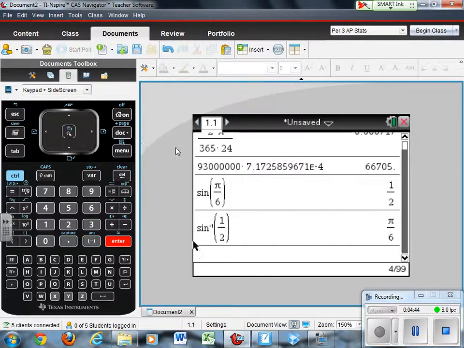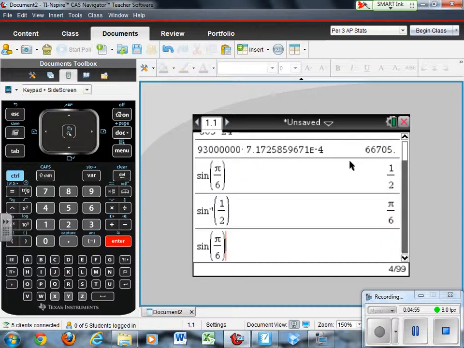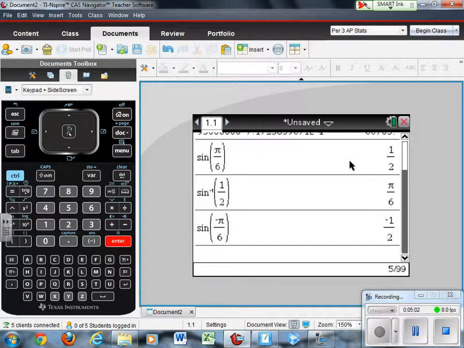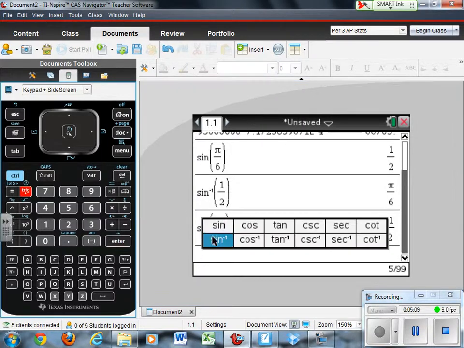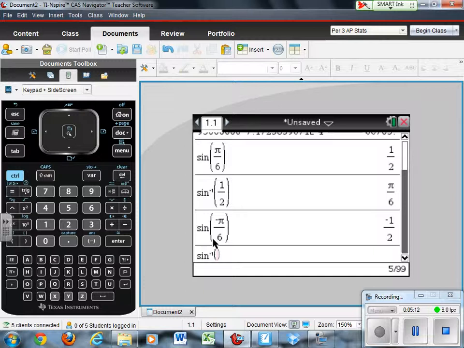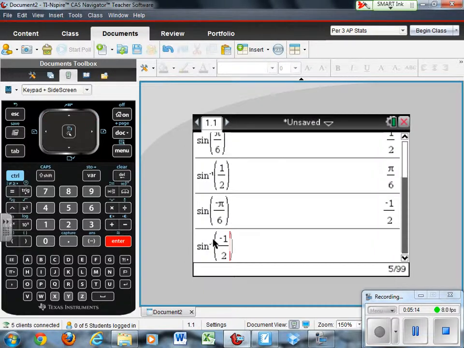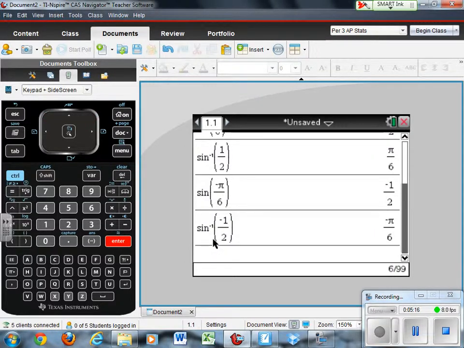So you can see that the inverse function just undoes the original function. Now let's do sine of negative pi over 6. I'm just going to up arrow until I get to sine of pi over 6, bring that down, edit it, and make this negative. So sine of negative pi over 6 is negative 1/2. Then I want inverse sine of negative 1/2. Once again I can just up arrow to that, copy it, and push enter: negative pi over 6.